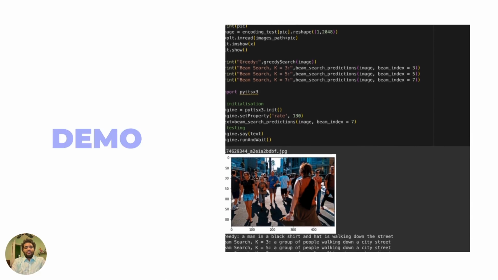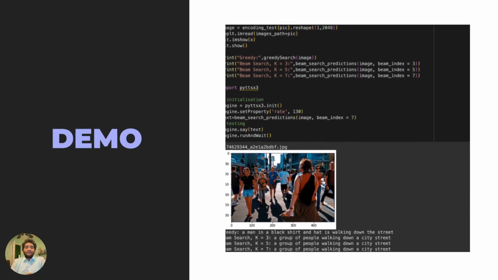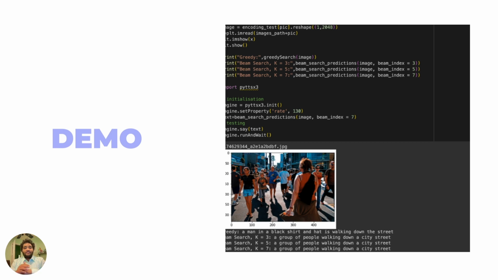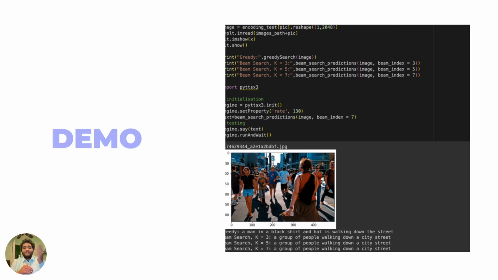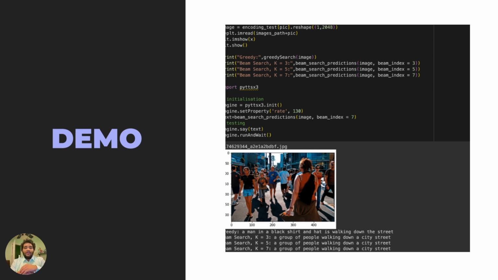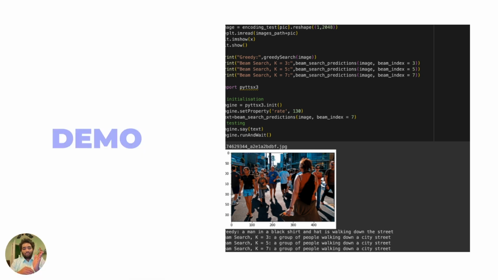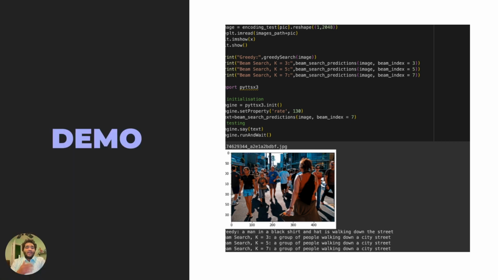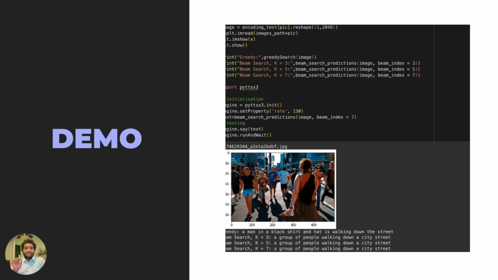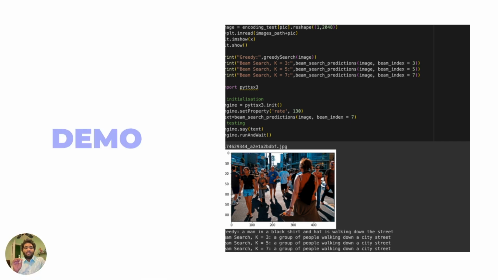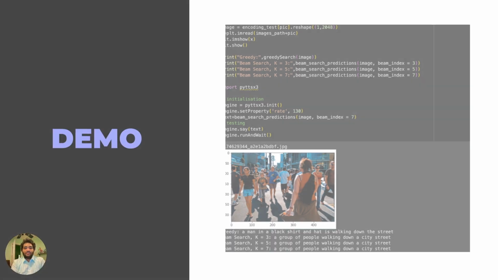So let's look at the demo. As shown here, the input image was given and the image is sent to the model with both greedy and beam search with different k values. The output can be seen in the image here, where we can observe that the greedy search prediction was not so accurate. It just said that the man in a black shirt and hat is walking down the street. Whereas the beam search with all the k values has given that a group of people walking down a city street, which makes more sense.